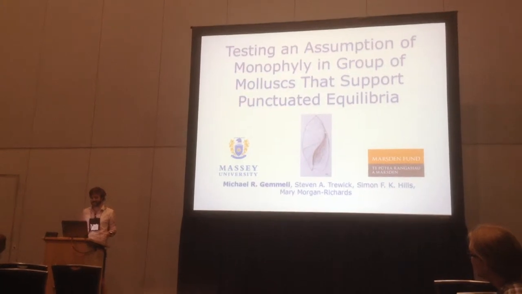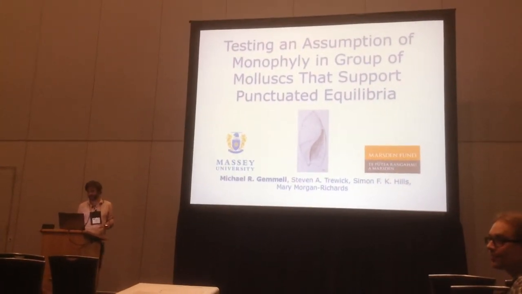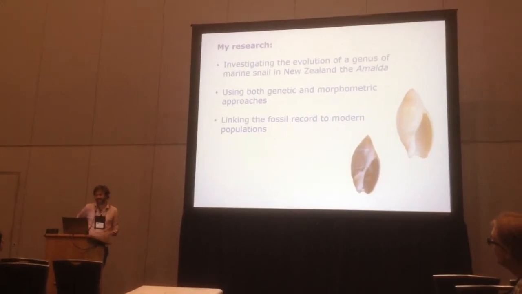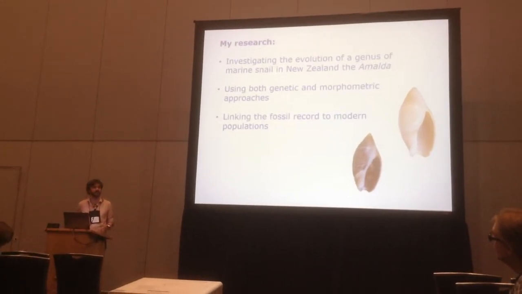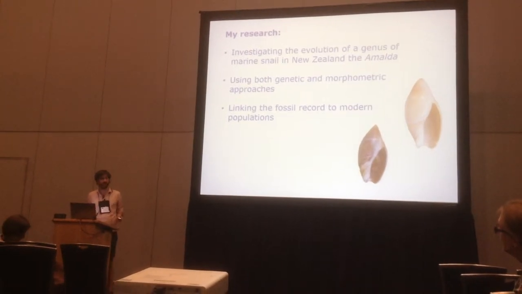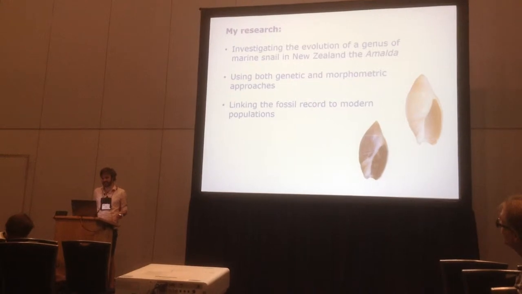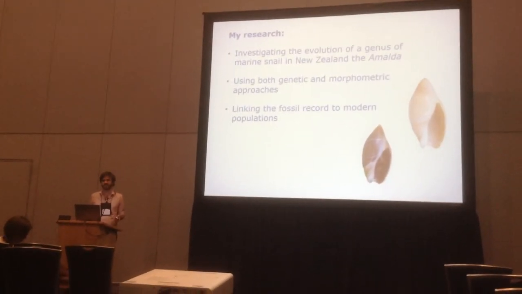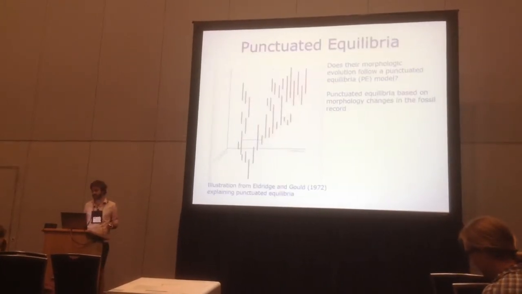I'm talking about testing the assumption of monophyly in a group of snails that support punctuated equilibria. My research is investigating the evolution of a genus of marine snail found around New Zealand and worldwide, the Imelda. We're using both genetic and morphometric approaches, and part of that is trying to link the fossil record to modern populations, so we've got morphology and genetics being tied together.